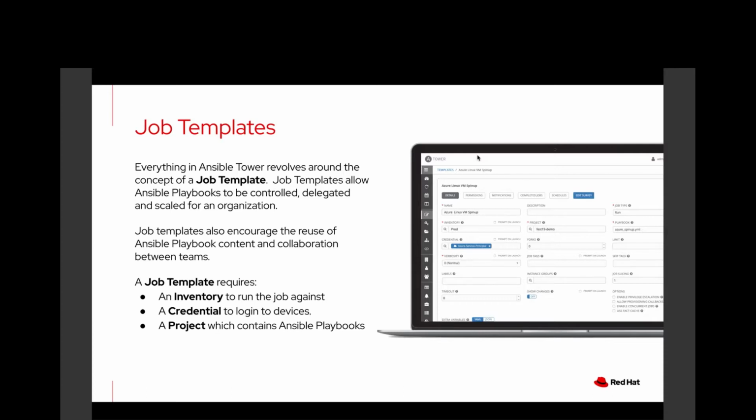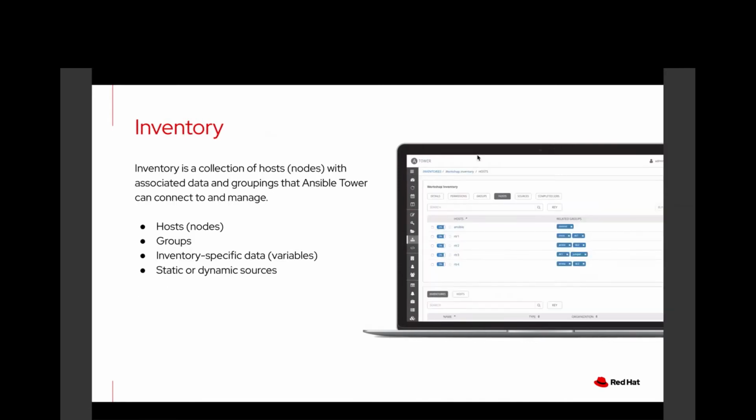So again, an inventory, a credential, a project. Everything revolves around this within Red Hat Ansible Tower. An inventory is just like an inventory for Ansible Engine. It can even import a direct INI file directly into it. But what you'll see, folks, as they scale is they either have dynamic inventory, or they'll have a GitHub project where they're sourcing inventory, or they'll have a mix of a bunch of different types.